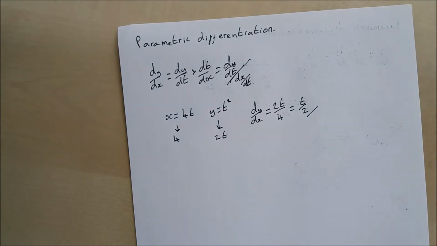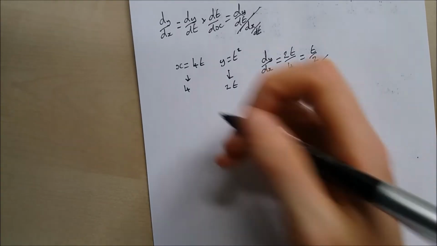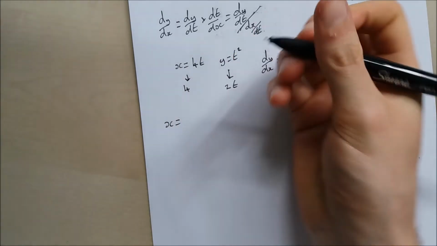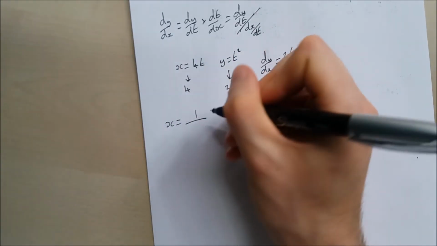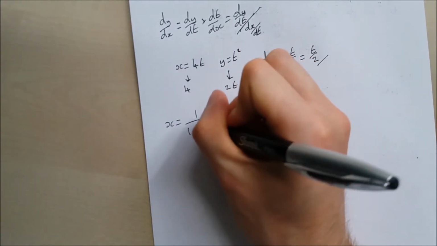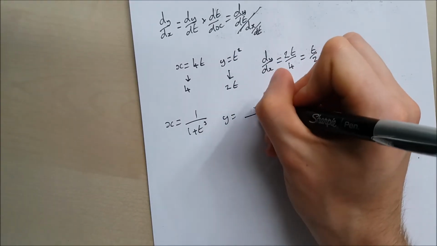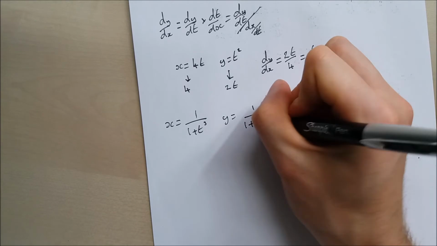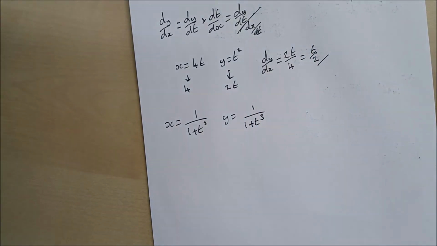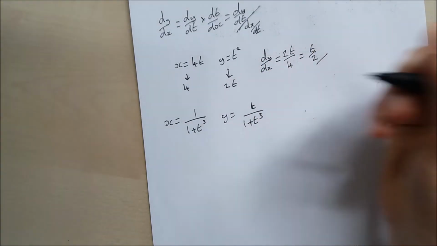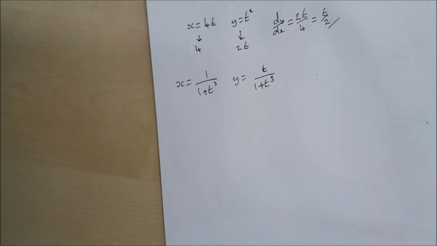This was quite a simple example, but there are also more complicated ones. So if you take one where x equals 1 over 1 plus t cubed and y equals t over 1 plus t cubed.